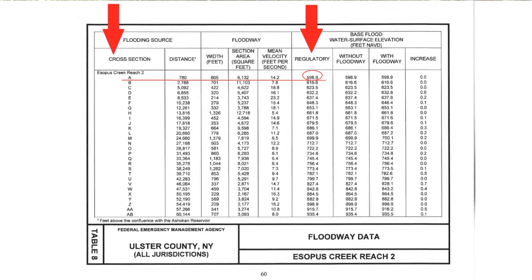For example, on Ashokan Creek Reach 2, the BFE at cross-section A is 598.9 feet. For regulatory purposes, the BFE needs to be measured to the nearest tenth of a foot. If new construction was going into the Special Flood Hazard Area at this point, then the first floor elevation would need to be built to at least this number to comply with federal regulations.